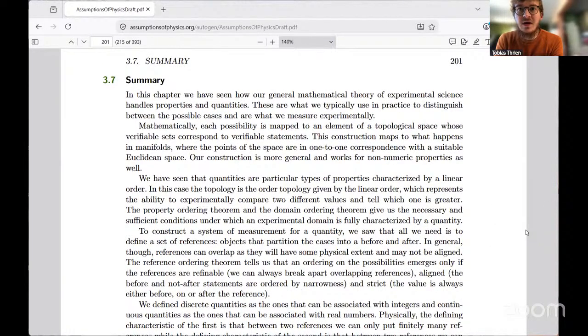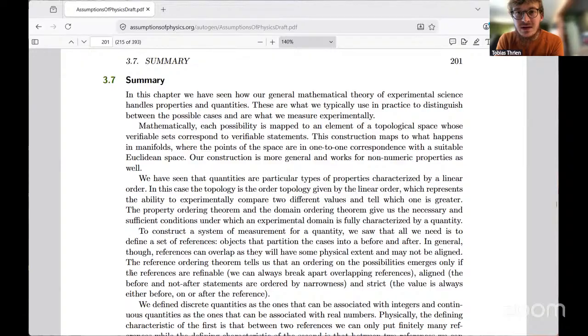In this chapter, we have seen how our general mathematical theory of experimental science handles properties and quantities. These are what we typically use in practice to distinguish between the possible cases and are what we measure experimentally. Mathematically, each possibility is mapped to an element of a topological space whose verifiable sets correspond to verifiable statements. This construction maps to what happens in manifolds, where the points of the space are in one-to-one correspondence with the suitable Euclidean space. Our construction is more general and works for non-numeric properties as well.